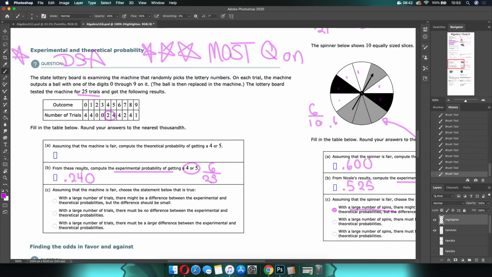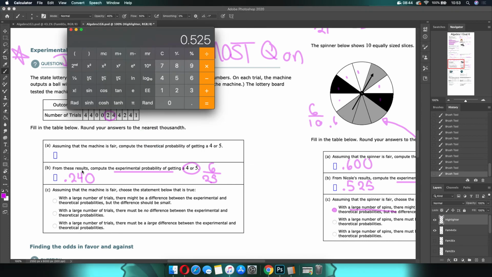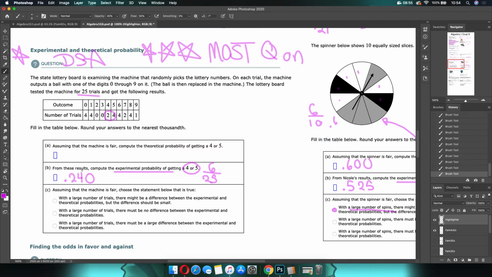0.240, I believe. Let's find out. So 6 divided by 25. Nope, that didn't work. 6 divided by 25. 0.24. Yay! Mr. Ball was smart.